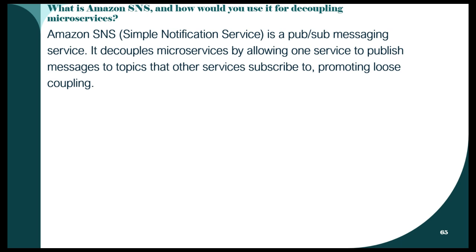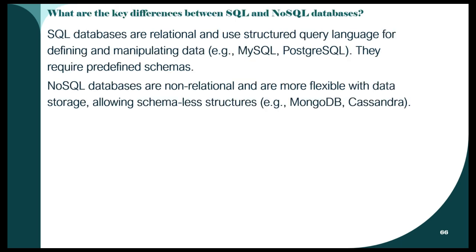Now this is going to decouple your microservices by allowing one service to push messages to a particular topic, and other services subscribe to it, which promotes loose coupling, where you are not tightly coupled to something and stuck with it. So you can easily subscribe to the topic and then send the messages. SNS is used for that.